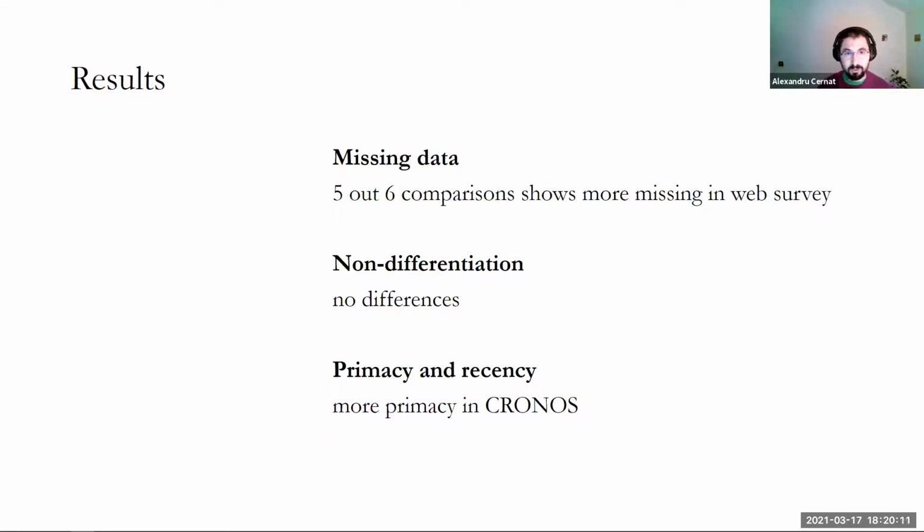So some high-level results. 5 out of the 6 comparisons that we looked at show that we have more missing data in the web survey compared to the face-to-face survey. Although the overall level of missing data is relatively low, the difference is still significant, and we have more missing data in web surveys. For non-differentiation, or how different the responses are for the scales, we don't see any differences between the 2 modes, face-to-face and web. And for primacy and recency, we see more primacy in web. This is in line with what we were expecting, with visual modes showing more primacy compared to face-to-face.